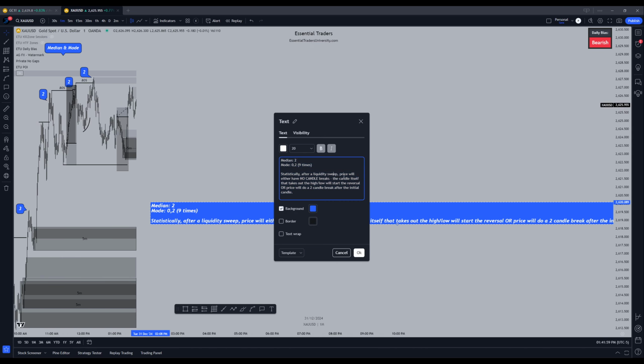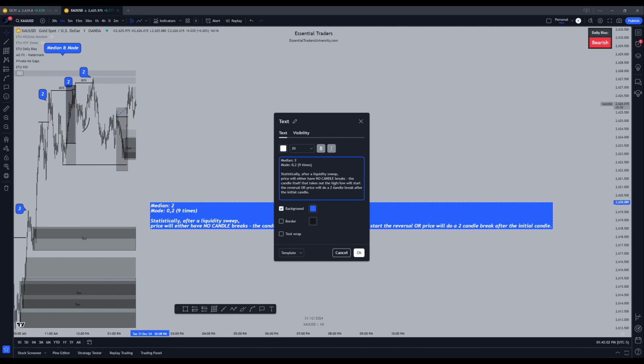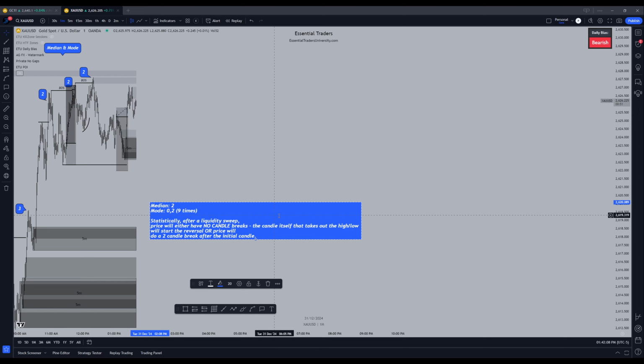This backtest, again, could vary slightly based on the asset you're trading as well as market conditions, but that's why we do take the median and mode to take the best numbers that we can get.